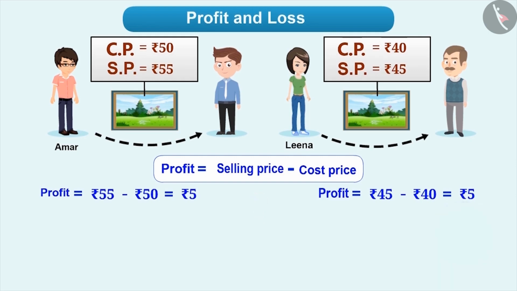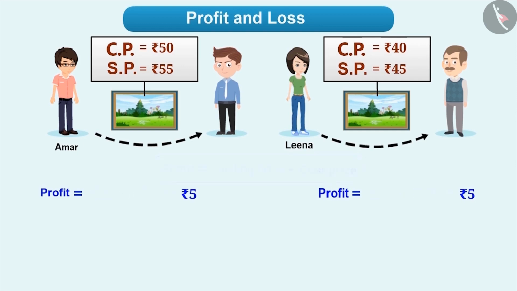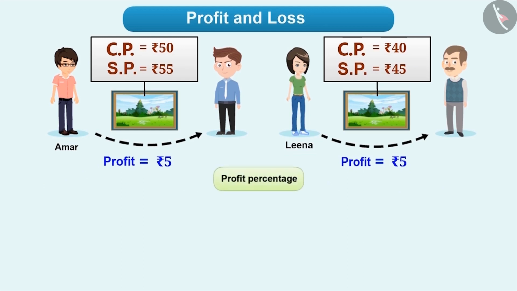No, we cannot say this, because even though there is a profit of 5 rupees, Amar has earned a profit of 5 on a cost price of 50, whereas Leena has earned a profit of 5 rupees on a cost price of 40. Since cost prices are not equal in both cases, we cannot say that both get equal profit. Then how are we going to find out who has got more profit? One way to do this is to express the profit as a percentage.